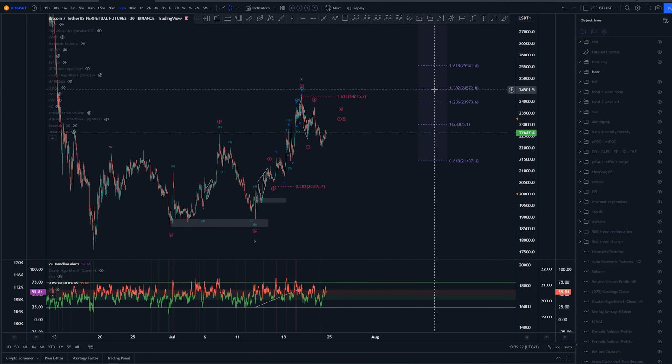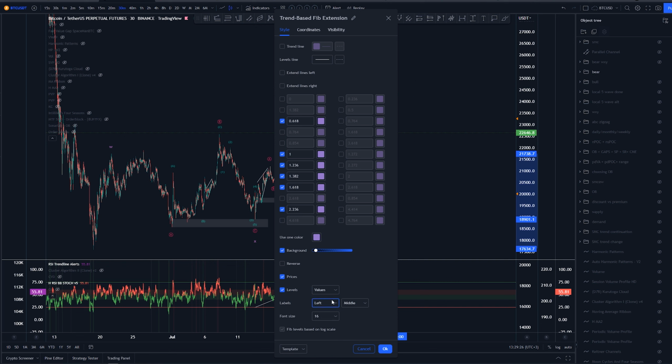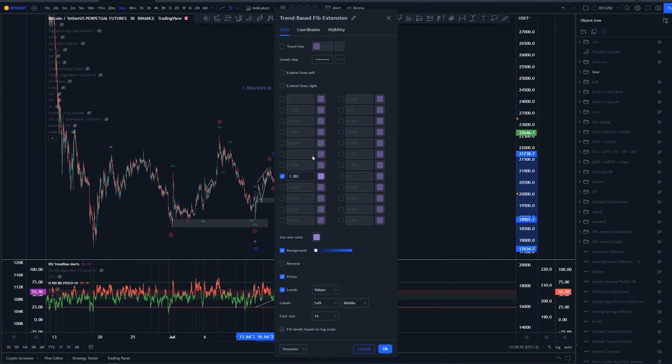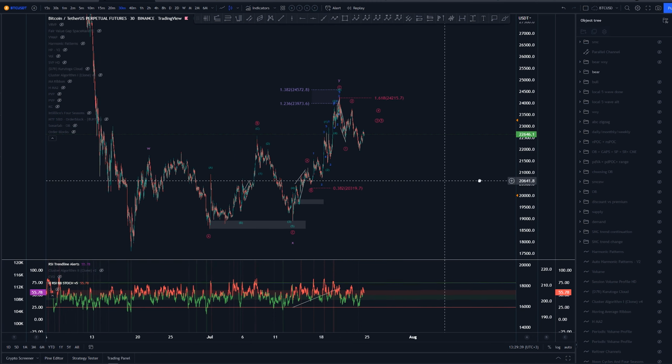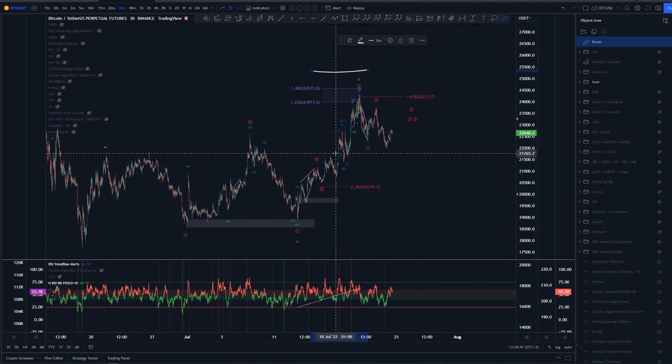Let's see, do I have it? Let's bring this guy over here and just label it as such. I think it was around there. Nope, it was the 1.236, maybe that's right. Okay, let's use that. So overall we did get to our extended targets here for the wave Y of this WXY. We don't want to go past the 1.618. At that point I would again prefer some other counts.